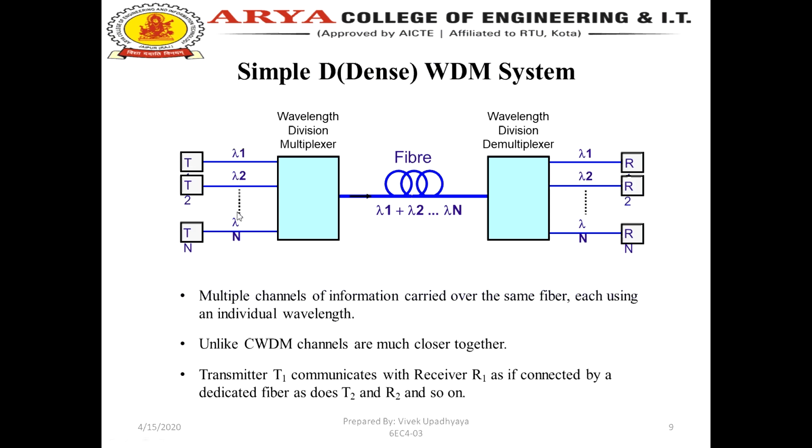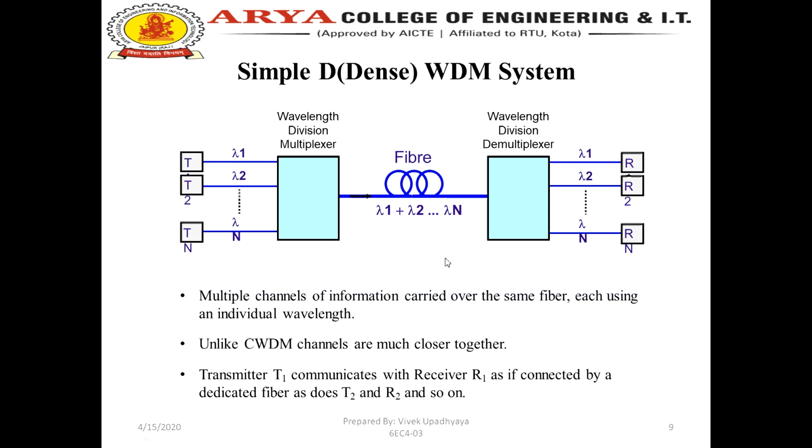So here you can see that we have wavelengths from lambda 1 to lambda n. Here we apply a wavelength division multiplexer, and here we apply a wavelength division demultiplexer. So at the receiver side we get lambda 1 up to lambda n. Suppose here are n number of transmitters, and here are n number of receivers.